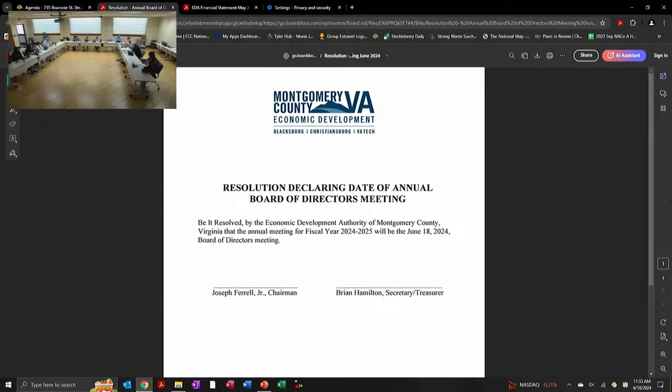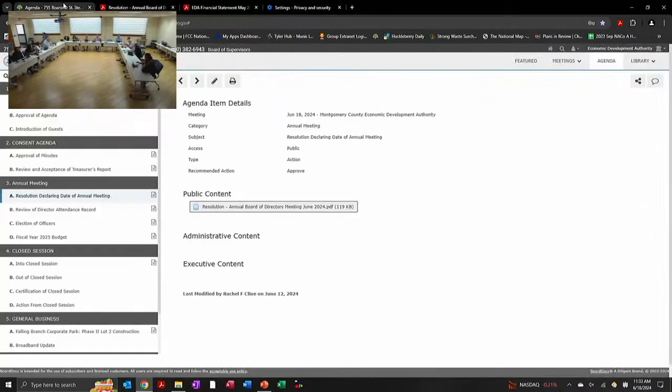And the next item we have is a resolution declaring the date of the annual meeting to be today. If approved, we'll sign this after the meeting. Need a motion to approve this as the annual meeting of the Board of Directors. Move to approve the resolution. Second. A motion and second. All those in favor say aye. Any opposed? All right, so this is our annual meeting.